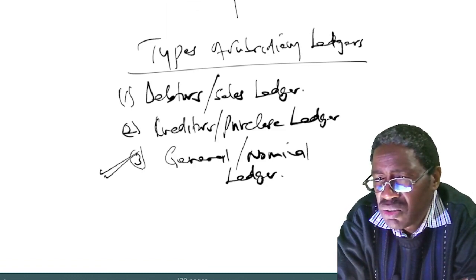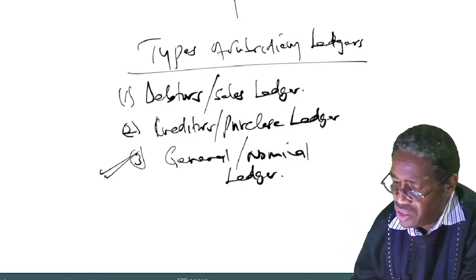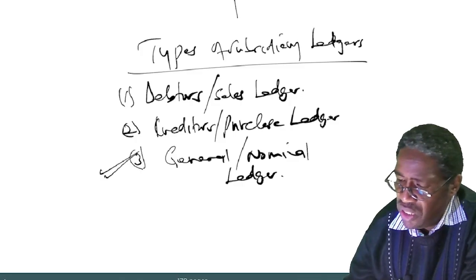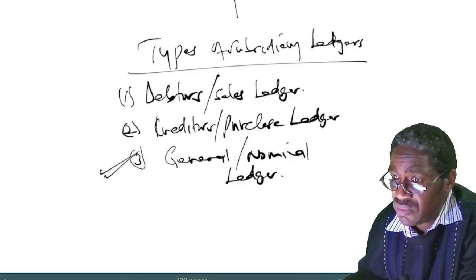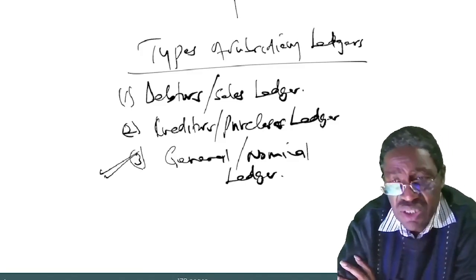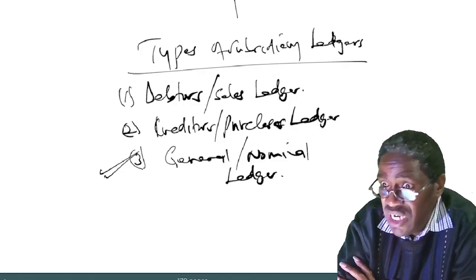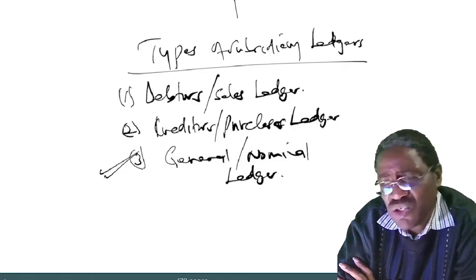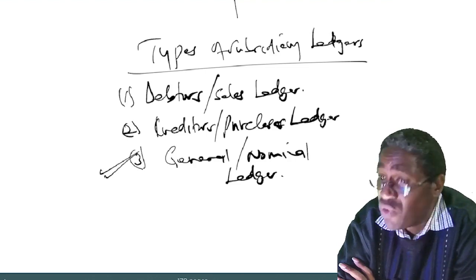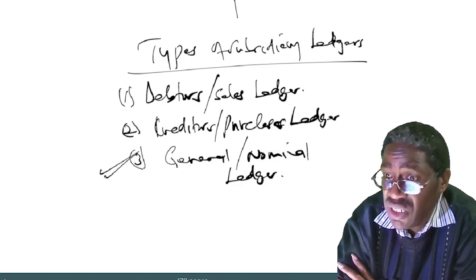Number two, creditors stroke purchases ledger. When you see this, put a dash. This contains the personal accounts of creditors.